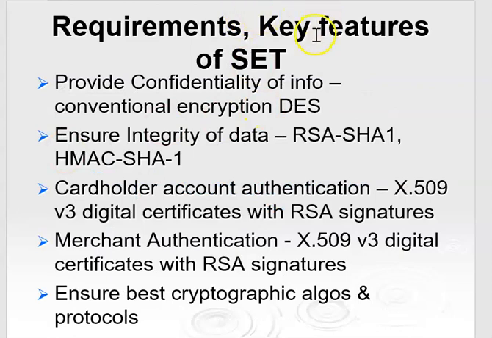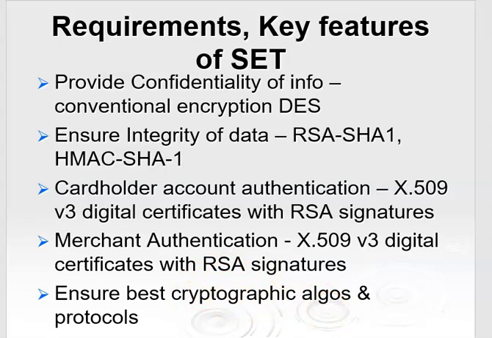Now, with respect to the requirements and key features of SET, it provides confidentiality by encryption using DES. It ensures the integrity of the data, and authentication is provided by RSA, SHA-1 and HMAC SHA-1. There are various algorithms being used for encryption and authentication. Advanced algorithms are being used. Credit card authentication is carried out by X.509 version 3 digital certificates. Similarly, merchant authentication can be carried out by these certificates, and the best cryptographic algorithms and protocols can be used.